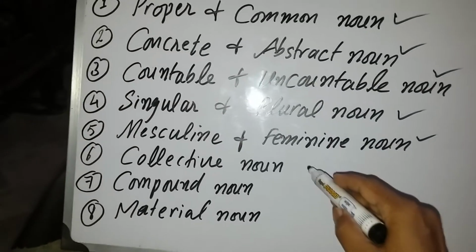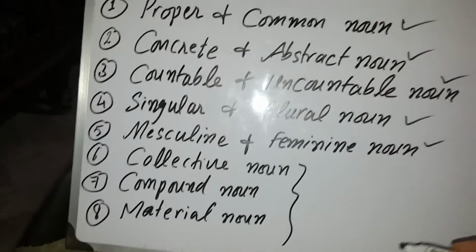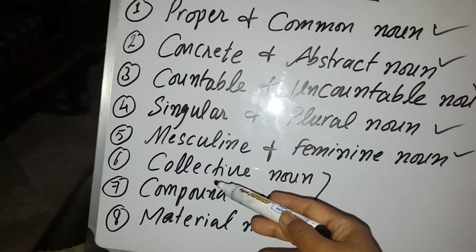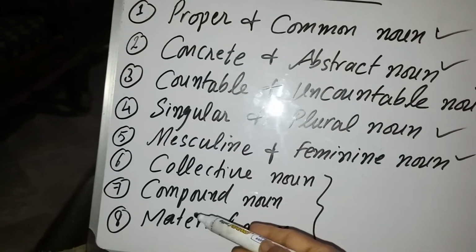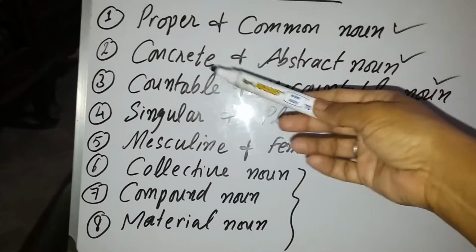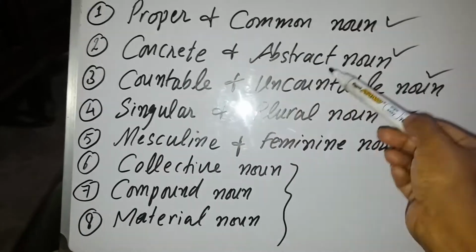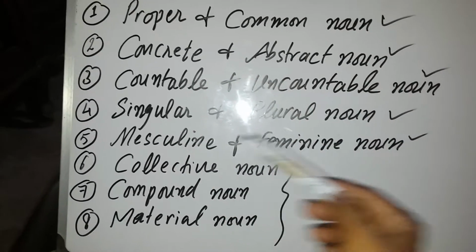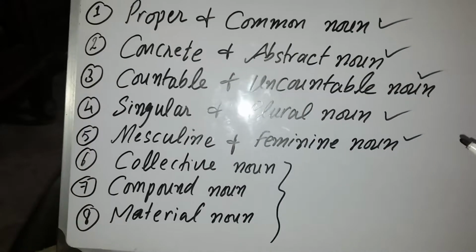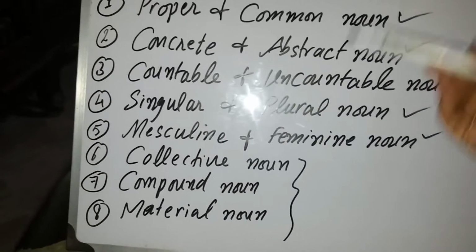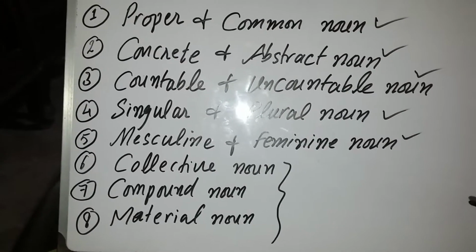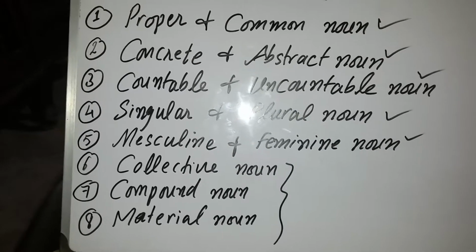So now there is a turn of discussing or learning these three kinds of noun. The sixth one is collective noun, then compound noun, and material noun. So we can say that there are how many kinds of nouns? 1, 2, 3, 4, 5, 6, 7, 8, 9, 10, 11, 12, 13. So there are 13 different kinds of nouns in which we have discussed the first 5 pairs, and now we are going to discuss the 6th, 7th and the 8th kind of noun separately.